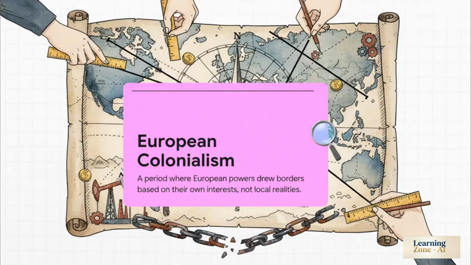So the historical force we're talking about is, of course, European colonialism. For a long time, European powers ran huge parts of the globe. And when it came time to draw borders, you gotta understand, their top priority wasn't respecting ancient cultures or tribal lands. Sure, sometimes a river or a mountain range made for a convenient line. But a lot of the time, it was all about resources, politics, and power.